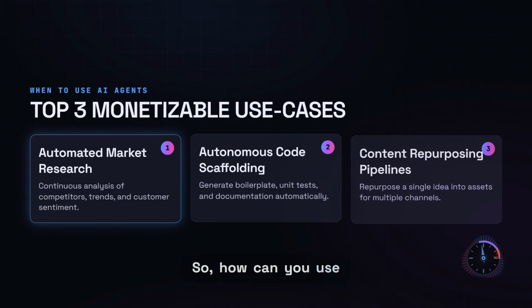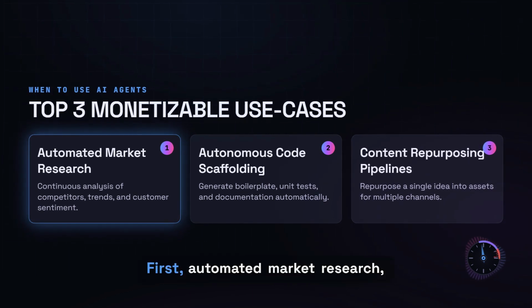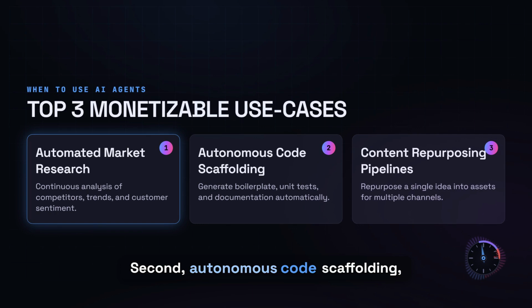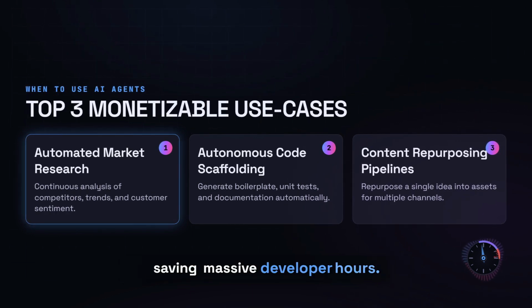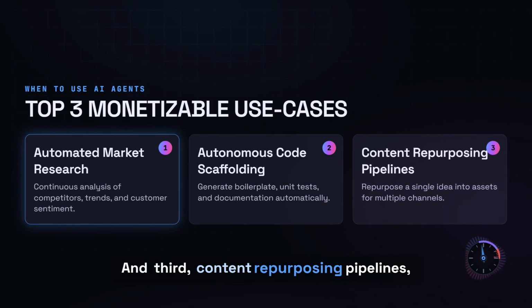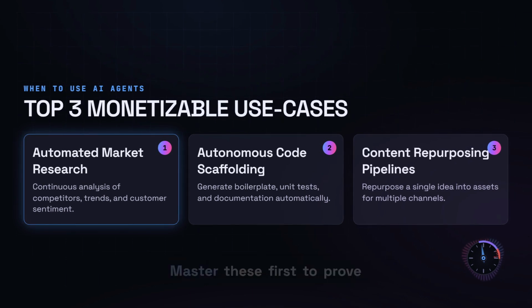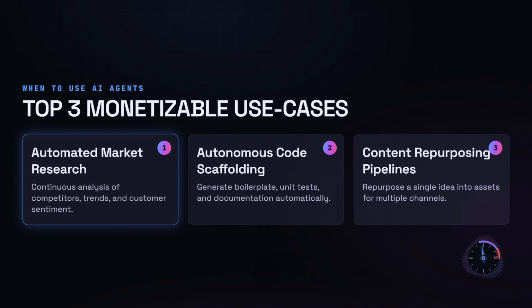So, how can you use this to make money right now? Focus on these 3 high ROI use cases. First, automated market research, to get daily reports on competitors and trends. Second, autonomous code scaffolding, to generate boilerplate and tests, saving massive developer hours. And third, content repurposing pipelines, which turn one idea into a dozen social media posts automatically. Master these first to prove the value and get a return on your time.